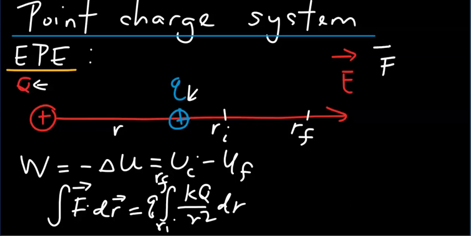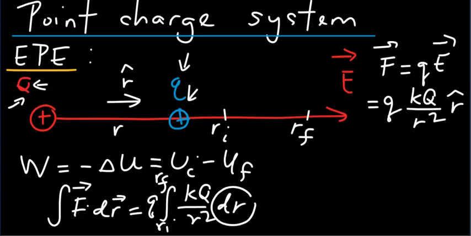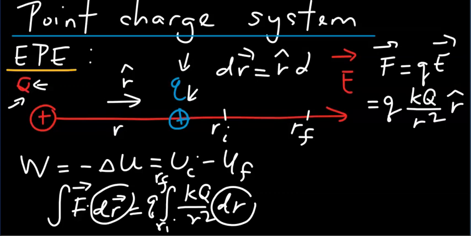Note, I'm using the following result. Force is given by qE and electric field is given by KQ, because it's the capital Q that's creating the electric field at the location of little q, KQ over the distance between them squared in a radial direction, or the radial direction is taken to be in that direction. And dr, this vector right here, can be written as radial unit vector times dr. So this dotted into this is 1, and you get that result.